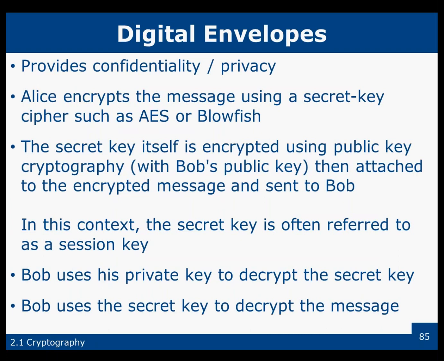Digital envelopes provide confidentiality and privacy. What we typically are going to do, it says here, is Alice encrypts the message using a secret key cipher such as AES or Blowfish. The secret key itself is then encrypted using public key cryptography with Bob's public key, whoever you're sending it to, and then attached to the message. So what we're doing with this one is using both a public key and a private key, because the symmetric or private key encryption is much faster and takes a lot fewer resources.